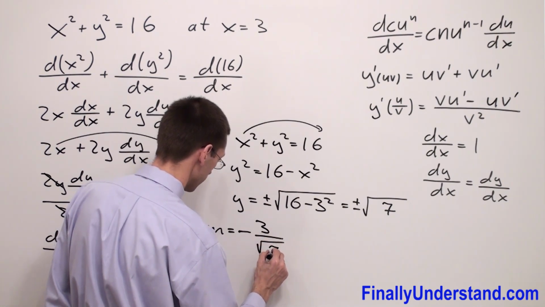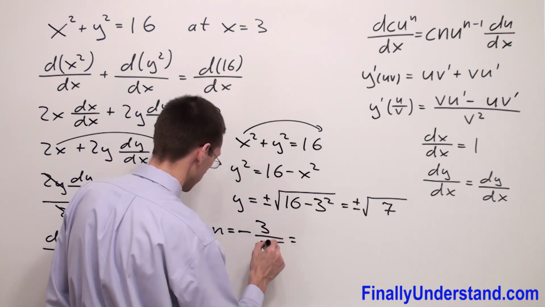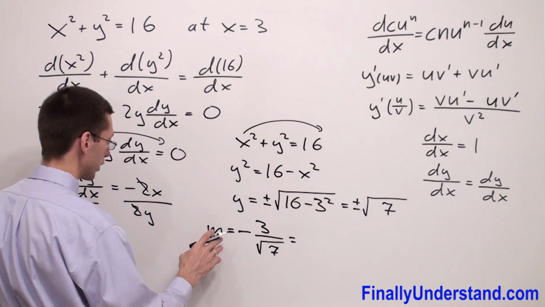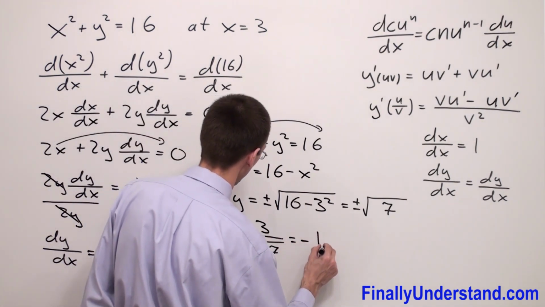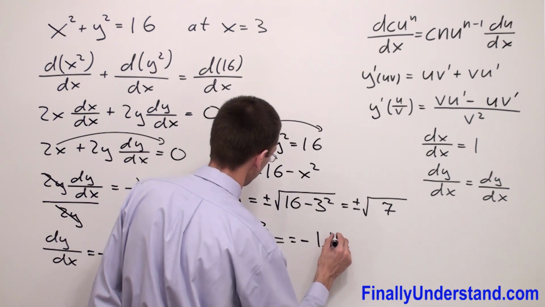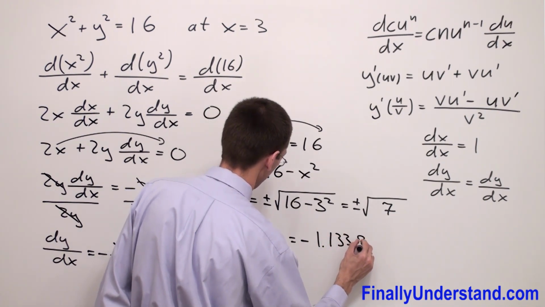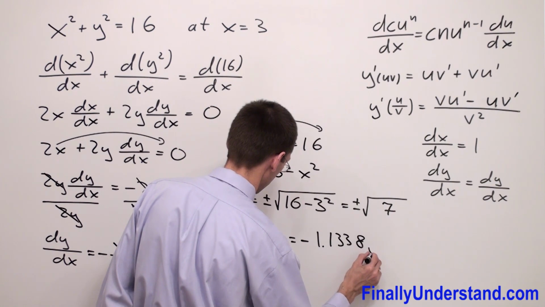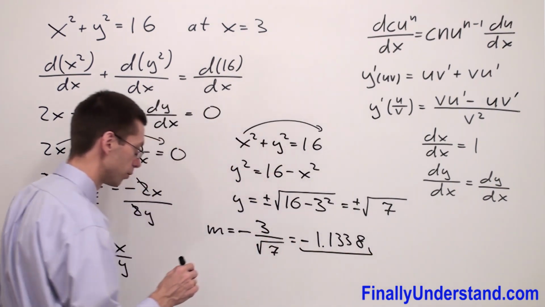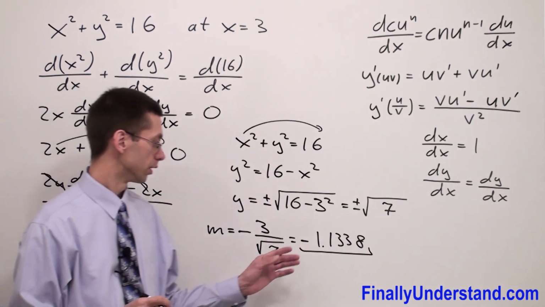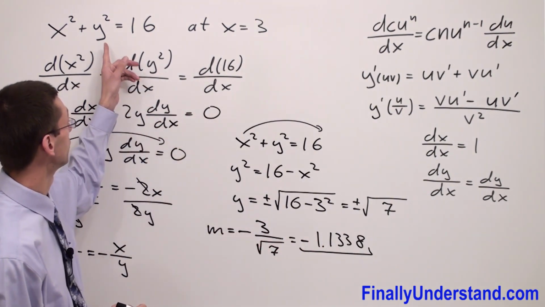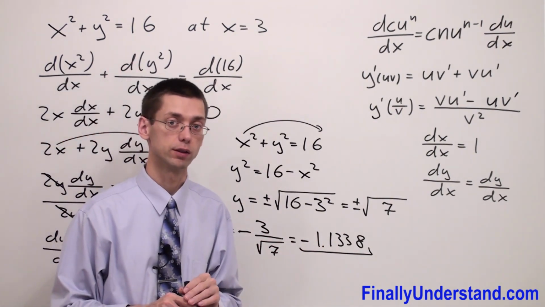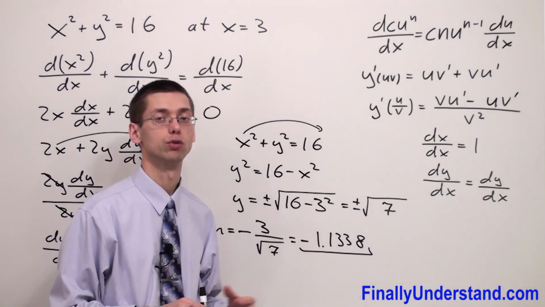square root of 7. If you are going to apply these numbers into the calculator and perform the division, you're supposed to obtain negative 1.1338. Okay, and this is the slope of the tangent to this curve in the first quadrant. So this is my solution to this problem.